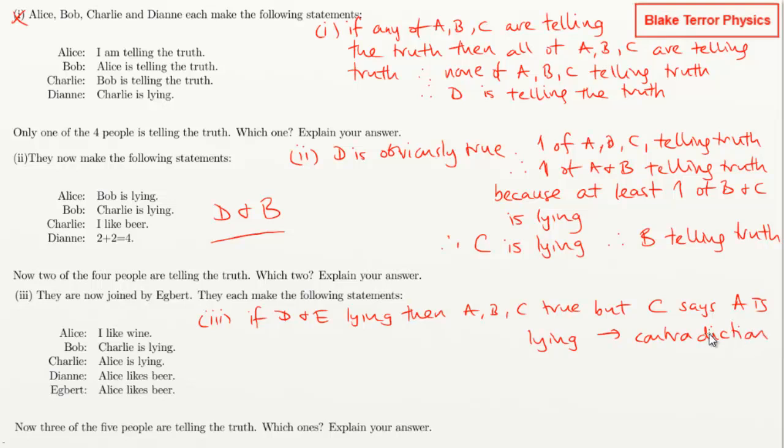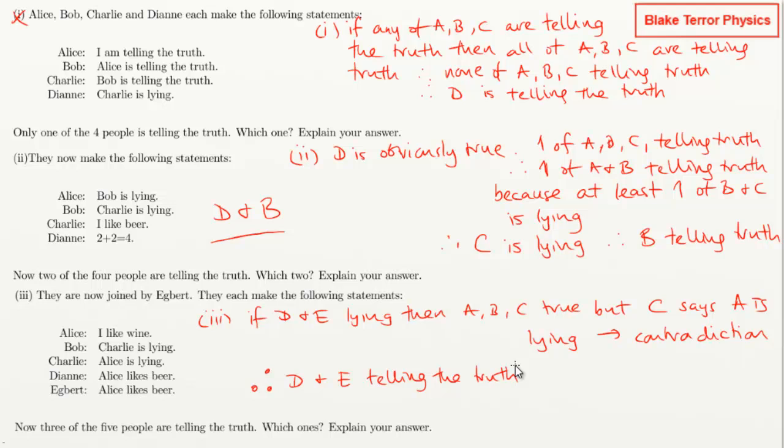So we've got, therefore, D and E are telling the truth. And then we have to have one of those other 3 telling the truth. So Charlie is saying that Alice is lying. Alice saying she likes wine doesn't really help us at all, does it? We don't really know if Alice likes wine or not.